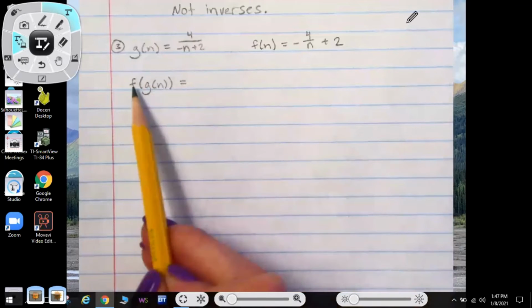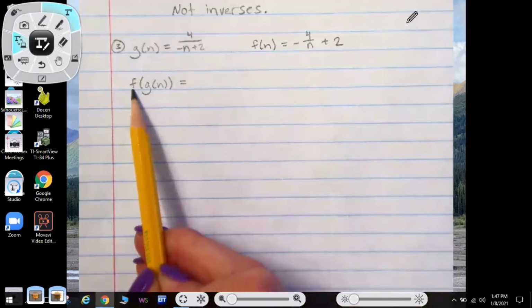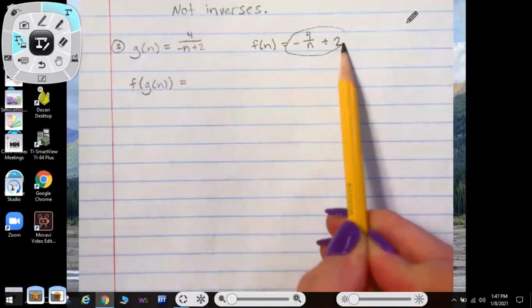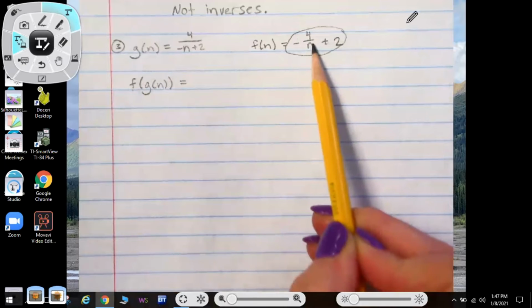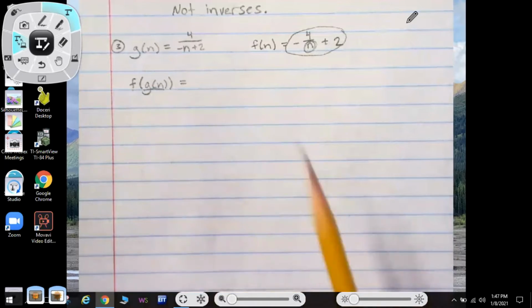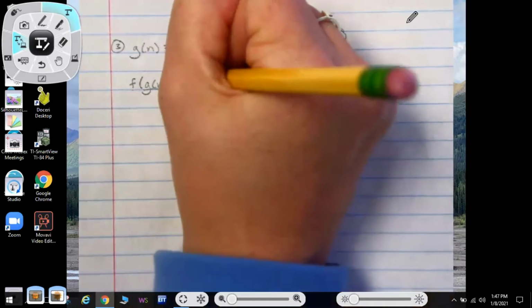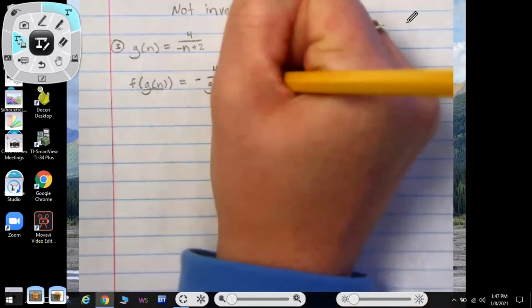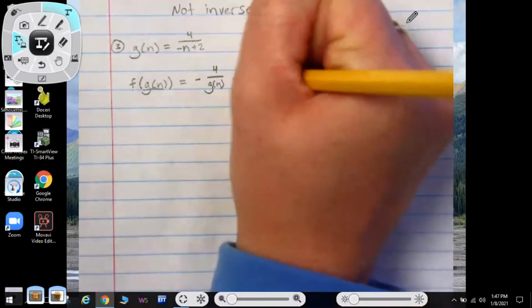So we're using our function f because it's the outside function. So we're using this formula, negative 4 over n plus 2. But anywhere there's an n, we're plugging in g of n. So we get negative 4 over g of n instead of n, plus 2.